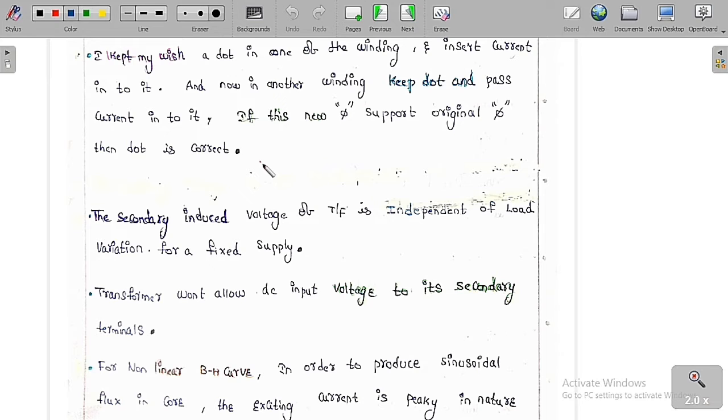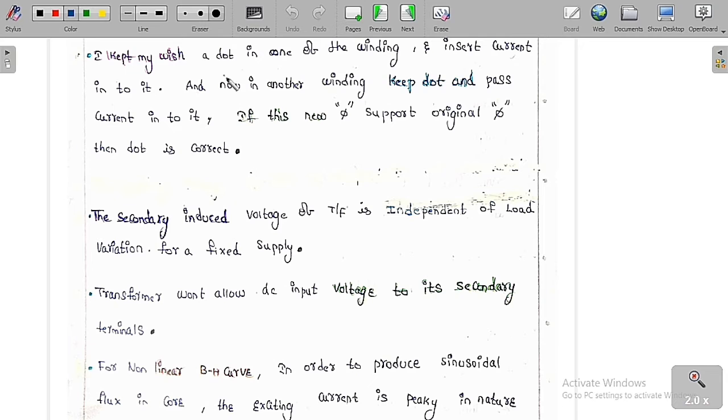Then if you take another new coil and randomly keep a dot at any one side of the terminal, and now also you are going to inject the current into the dot terminal of this new coil, and with the help of right hand thumb rule curl your fingers in the direction of the current, and thumb is going to show the direction of the flux. If this flux is supporting the original flux direction, then we can say whatever the dot that you have marked is always correct. It's a very important concept.